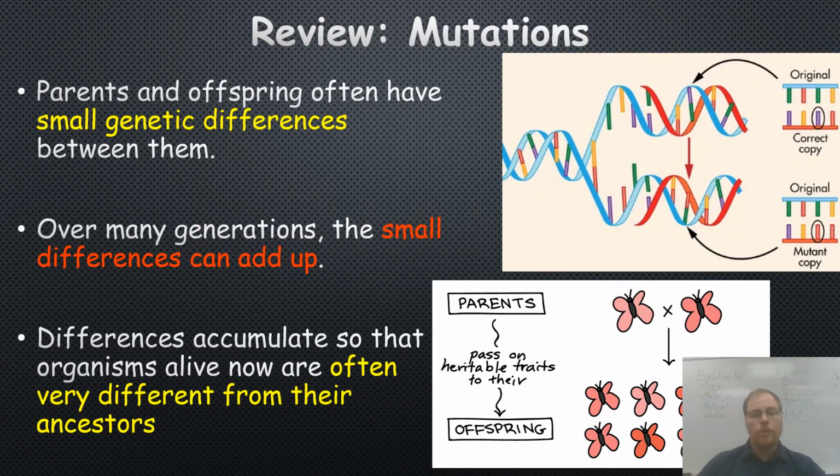Now we're still reviewing, but natural selection and evolution are both driven by mutations. Mutations are just small genetic differences between parents and offspring. These usually happen whenever DNA is copied. So these small differences from one copy to another are able to add up over a really long period of time, and then these differences accumulate, and you'll eventually get a whole new species.